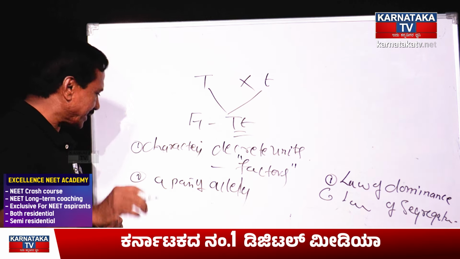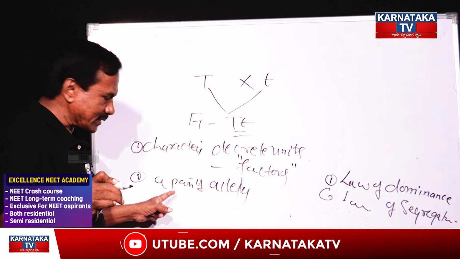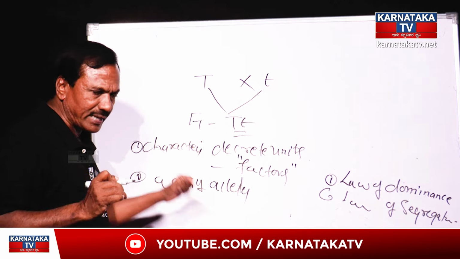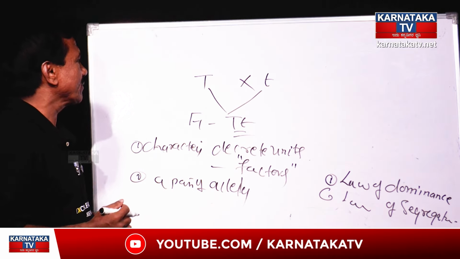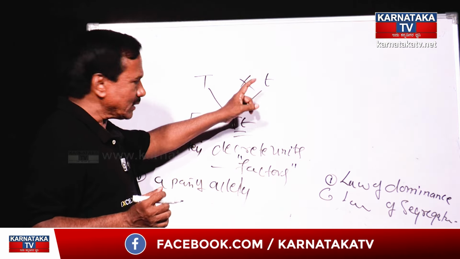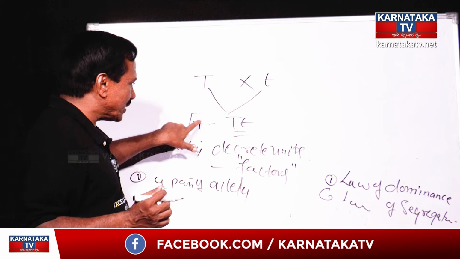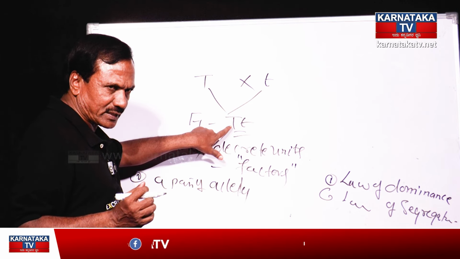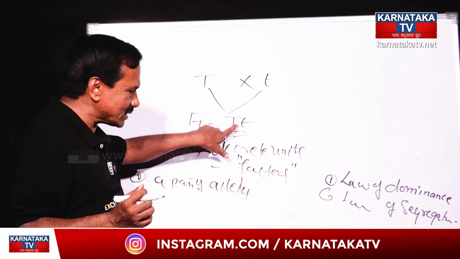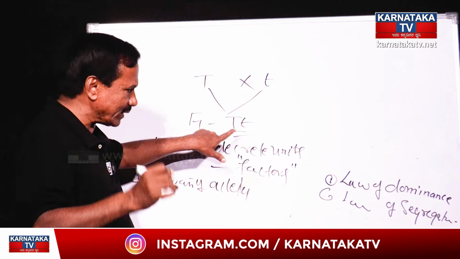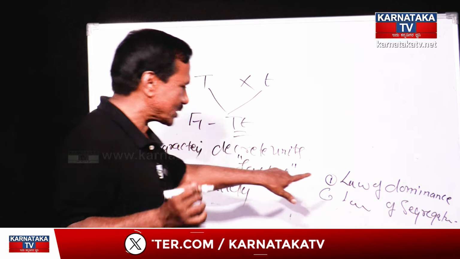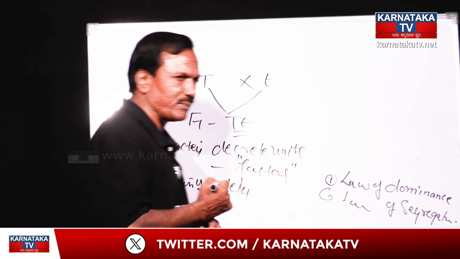So the first point is that characters are carried over by discrete units called factors. Second point, each character is carried over by a pair of alleles. Third point, when two contrasting alleles are brought together in F1 generation, only one is expressed, it is called dominant, other is suppressed. These are the points given in your NCERT textbook under this law of dominance.